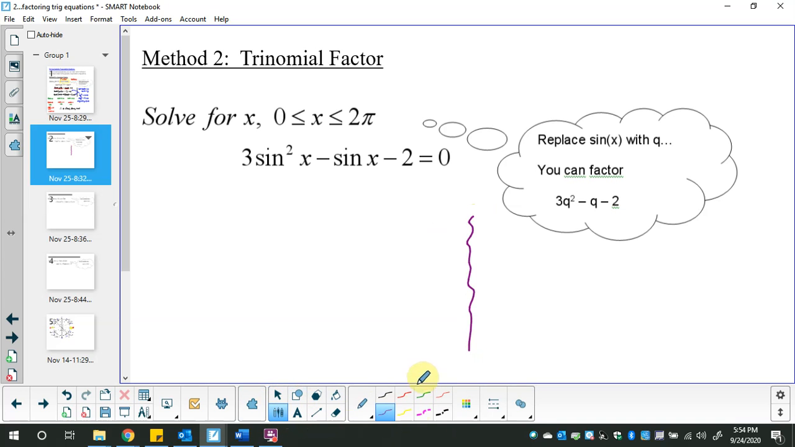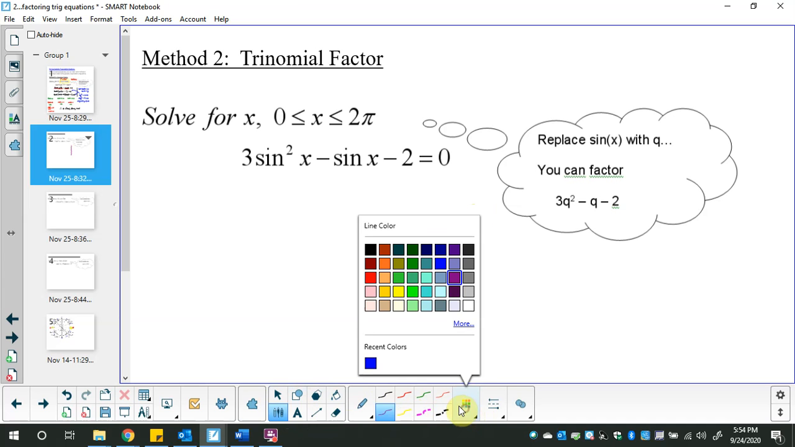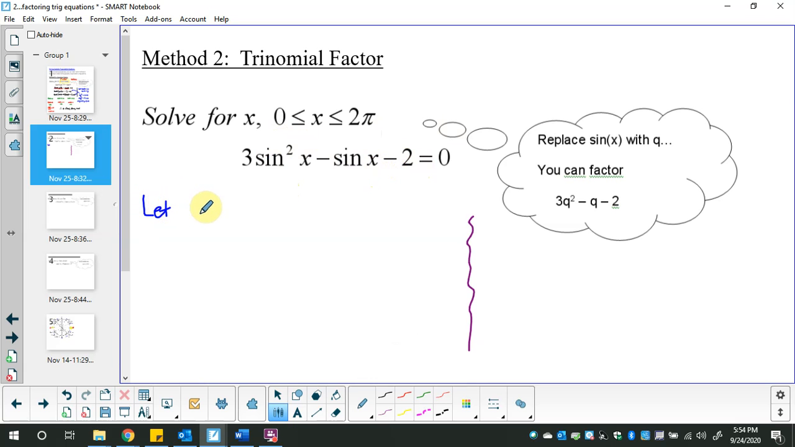If you are completely freaked out by the fact that you've got trig and a trinomial all together, then you need to replace whatever word it is that's bothering you. So in this case, the only word in there is sine x. So I am going to let m equal sine x. I can't use x this time because x is in the question.